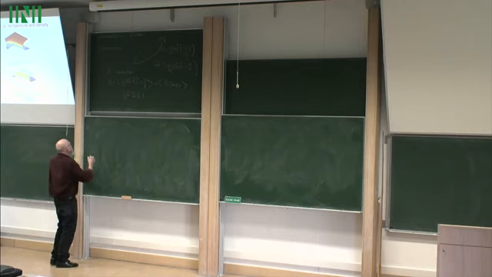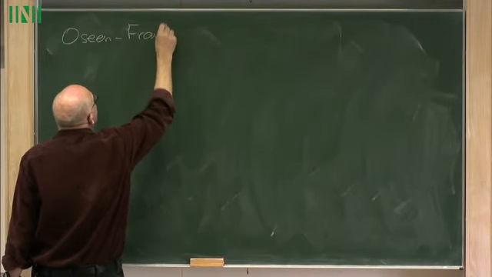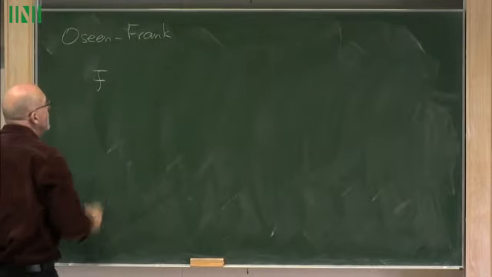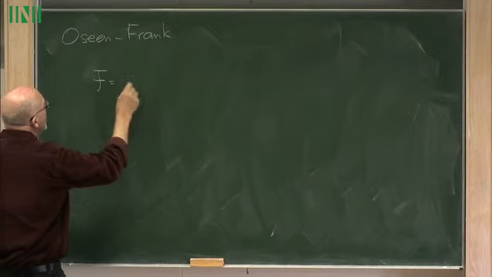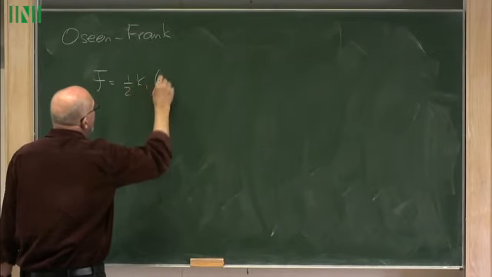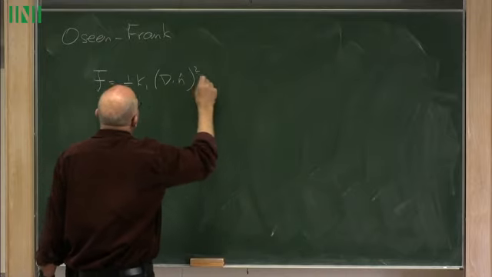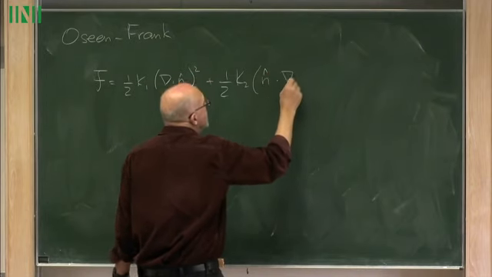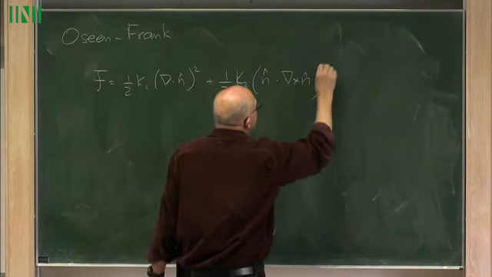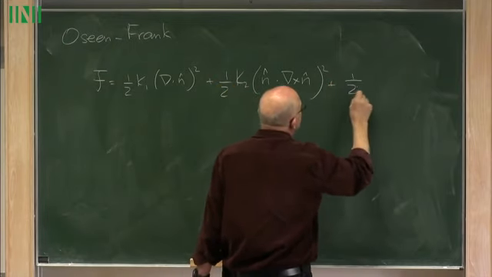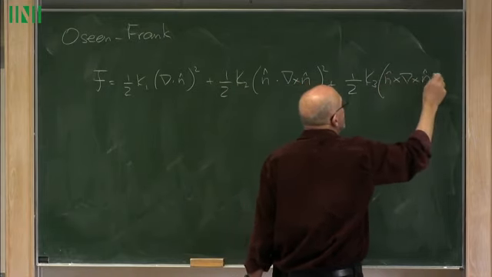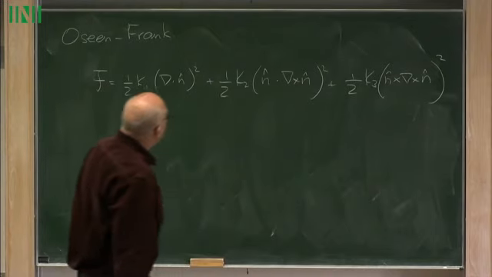And so this is the Oseen-Frank theory, and it says that the free energy density associated with director distortions alone looks like 1/2 K1 (del dot n) squared plus 1/2 K2 (n dot del cross n) squared plus 1/2 K3 (n cross del cross n) squared. I'm sure you've seen this many times.